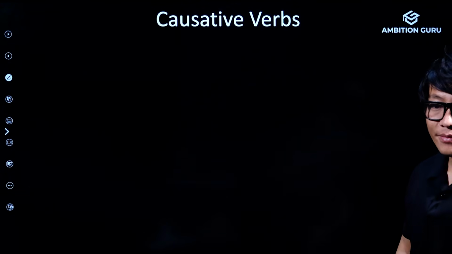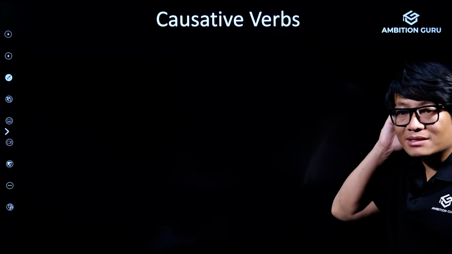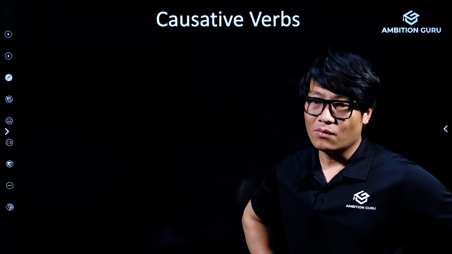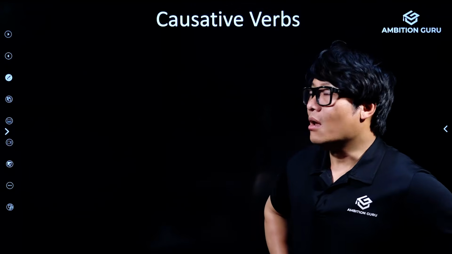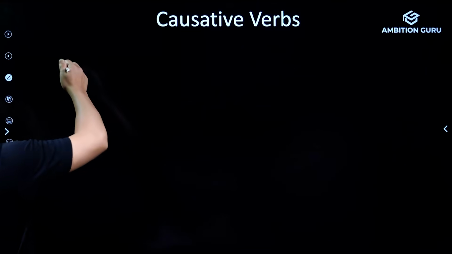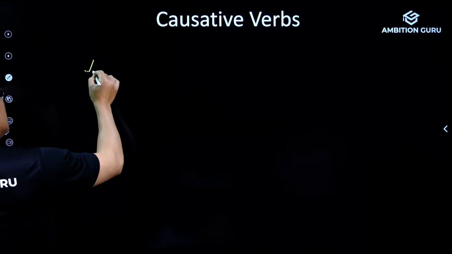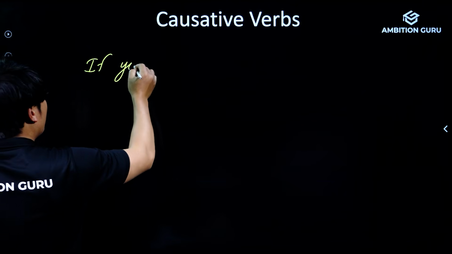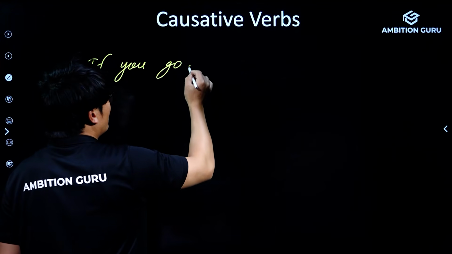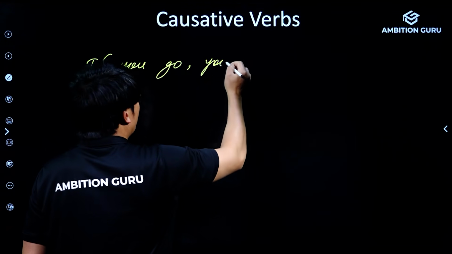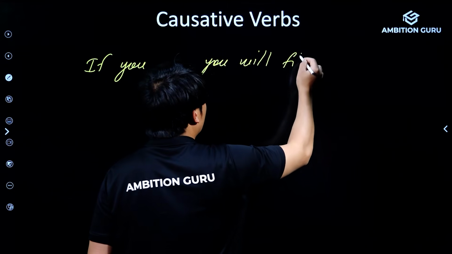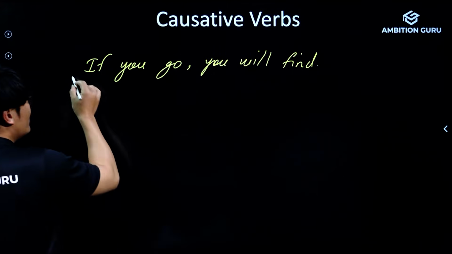Causative verb is going to be more interesting for you. Is this applied when instead of if? Unless, not instead of. Unless is there when it talks about negatives. Suppose, how to make a negative? Suppose this: if you go, you will find. Suppose I'm going to teach you, you will find. Next, how to change this into negative?